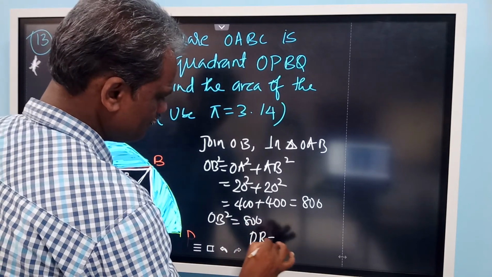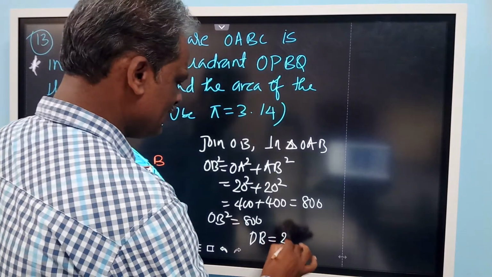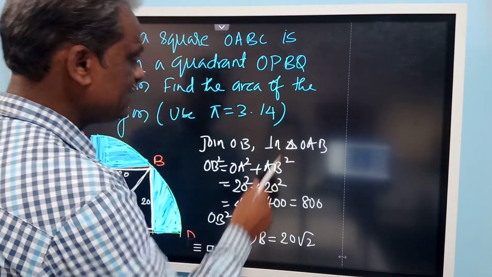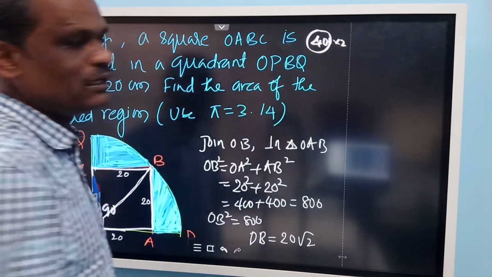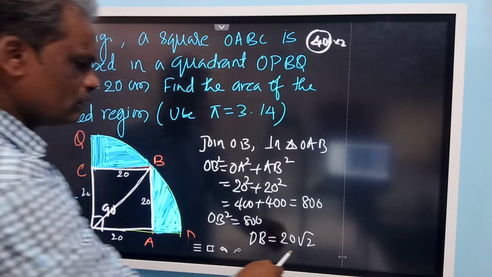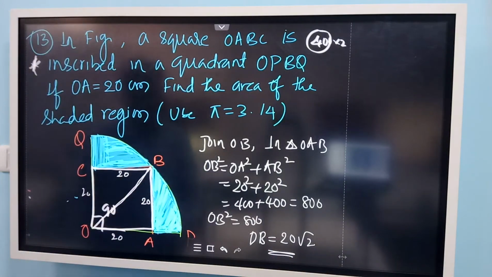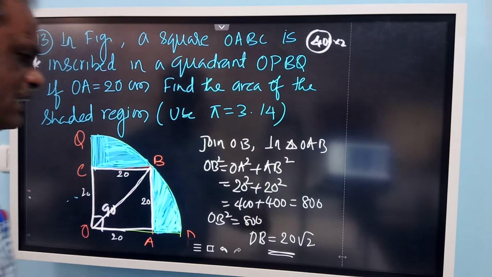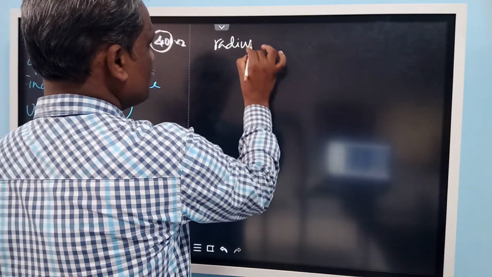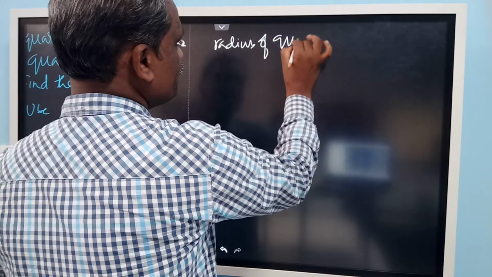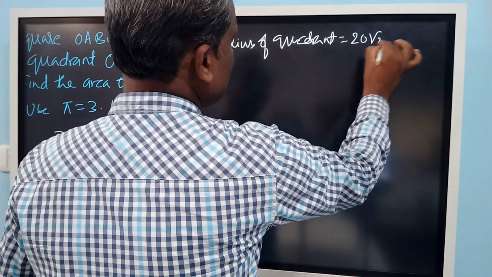So OB is equal to square root of 800. It can be written as 20 root 2. 800 can be written as 400 into 2, 400 you can take outside as 20, so root 2 will remain. So OB, that is the radius of the quadrant, is equal to 20 root 2 centimeter.